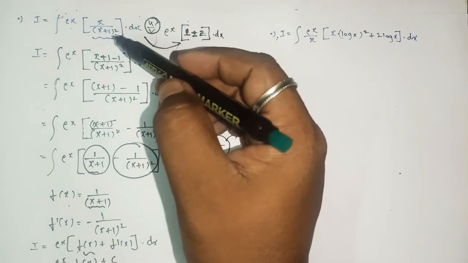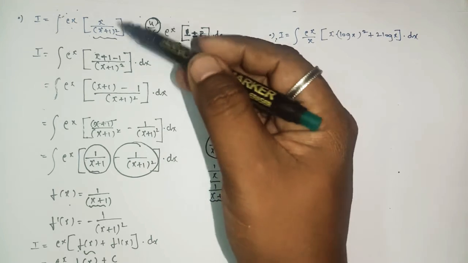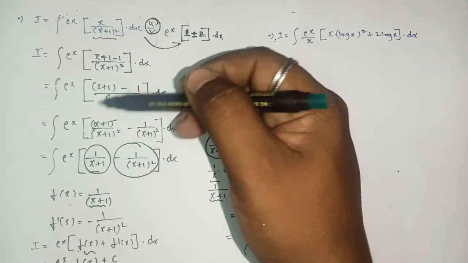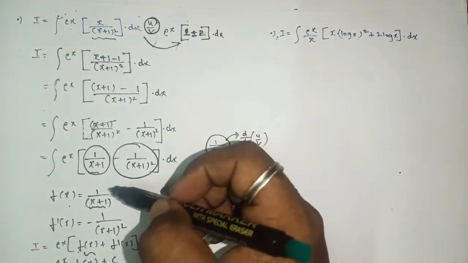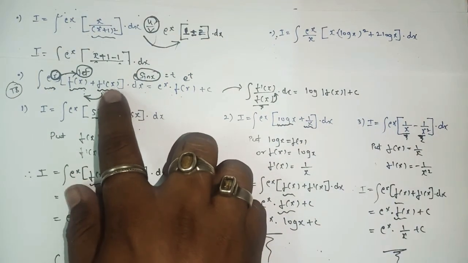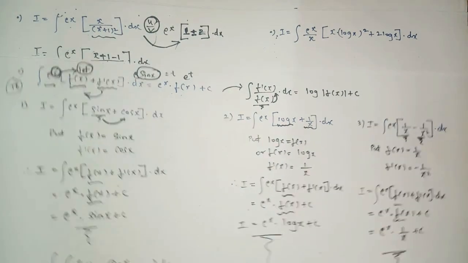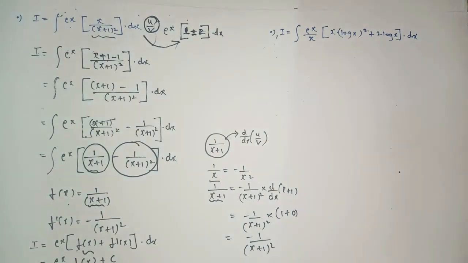If it is not in the form of f of x and f dash x, you have to do this adjustment first and then consider f of x and f dash x. I hope you understood all the four examples based on type number 8, which is the integral of e raised to x into f of x plus f dash x dx, equals e raised to f of x plus c.